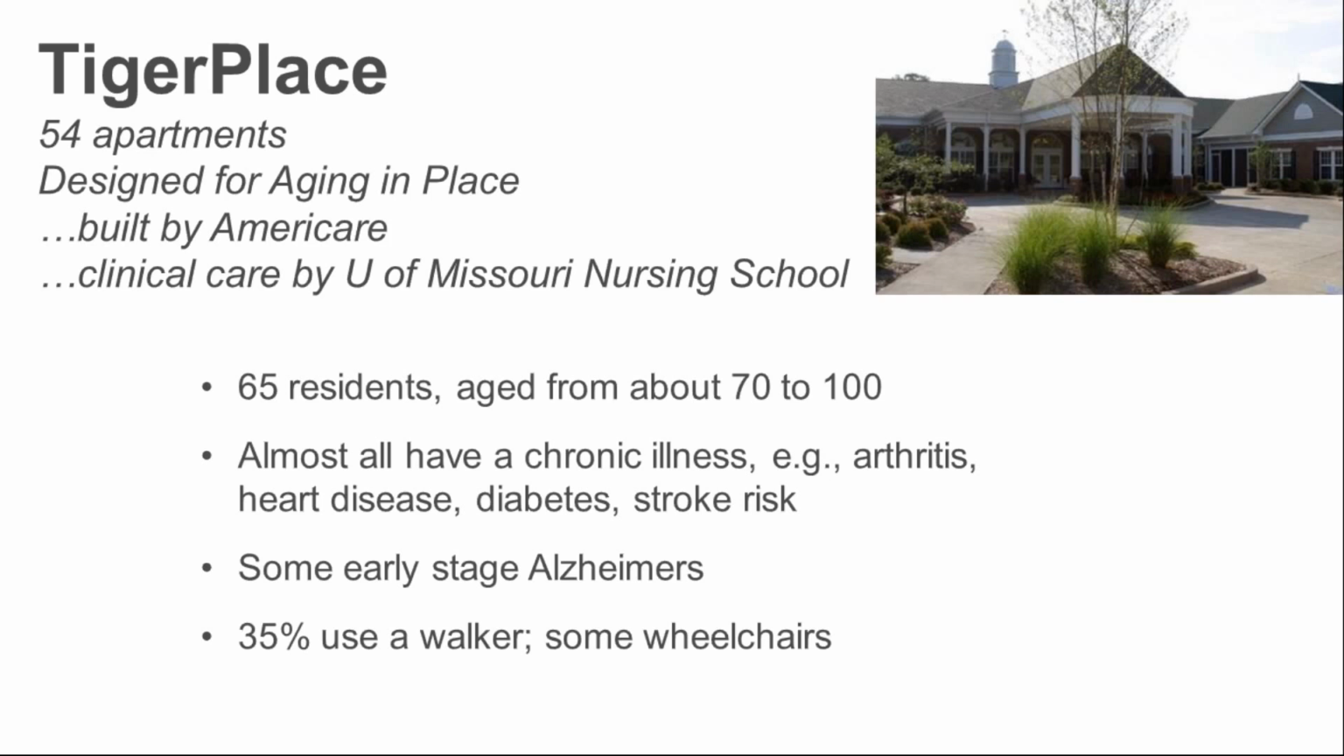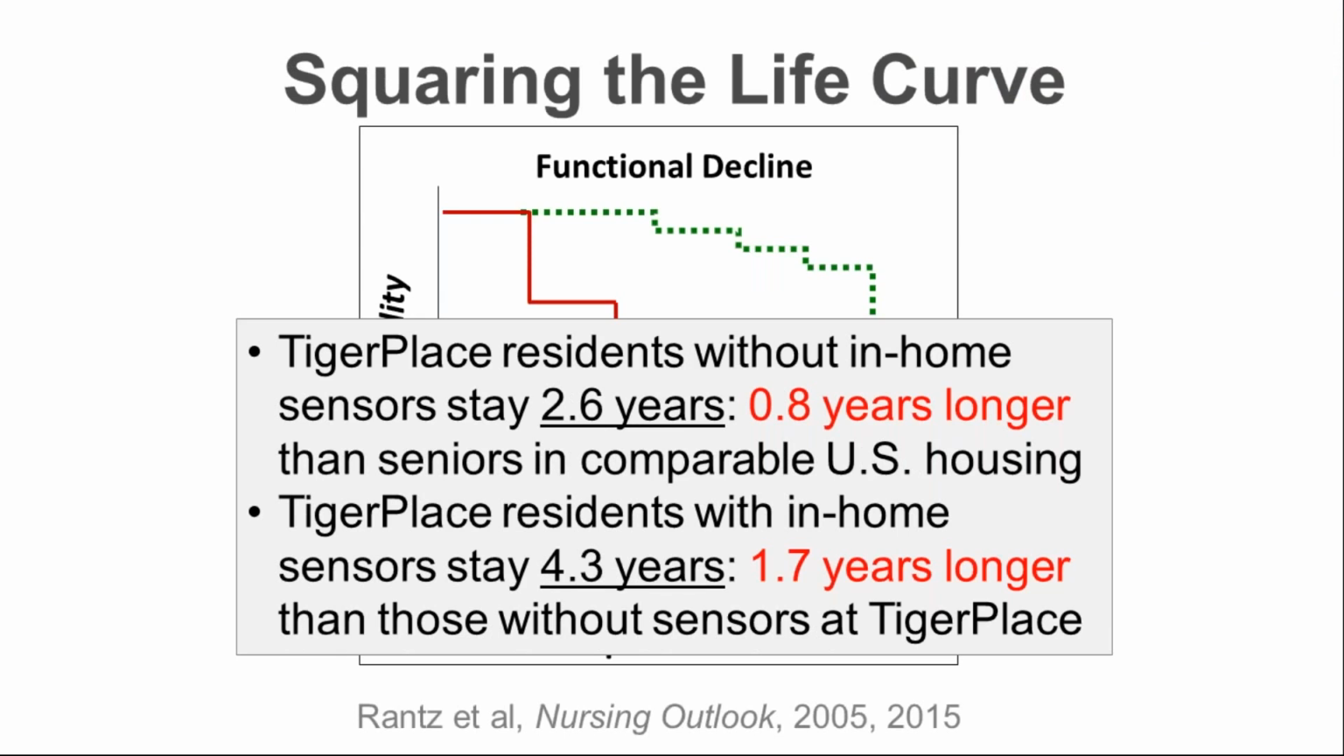So they're very characteristic of other people that live in other community settings, but we have the opportunity to work within this organization and do research with people that are actually living in the community, which makes our projects fairly unique. So when we look at some of the results that we've had with our project in TigerPlace, residents without in-home sensors, so this is residents without technology, stay 2.6 years, which is 0.8 years longer than seniors in comparable U.S.